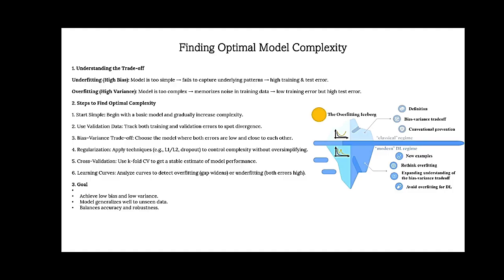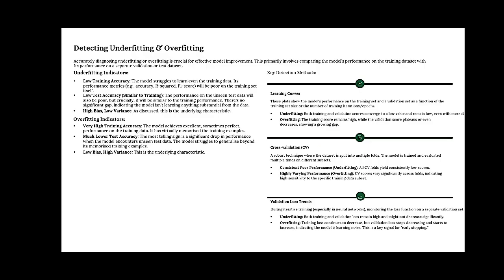Now let us look at the diagram of the overfitting iceberg. It is a metaphor: the topic we are currently discussing, the bias-variance trade-off and the conventional prevention, is just the tip of the iceberg, which is called the classical regime. Below the surface, in the modern deep learning regime, we need to rethink overfitting and expand our understanding to effectively manage it in today's complex models.